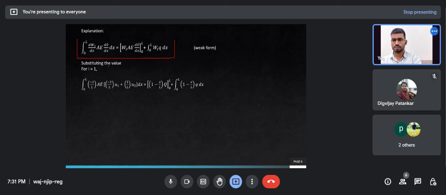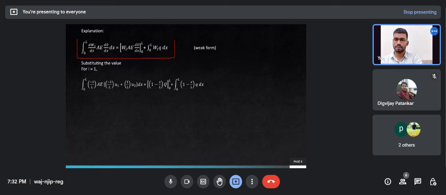For i equal to 1, this will be dw1 by dx. Here this will be w1, this will be w1. So here I have substituted dw1 by dx, that is minus 1 by L. A will remain the same, and for dv cap by dx, I have substituted the value, that is minus 1 by L into u1 plus 1 by L into u2.